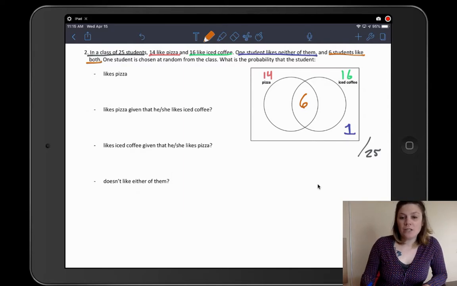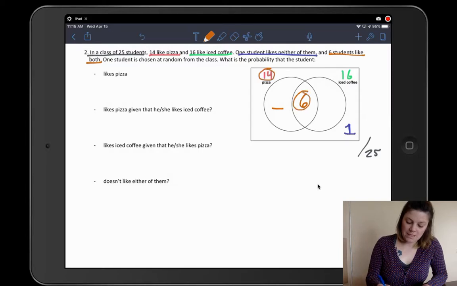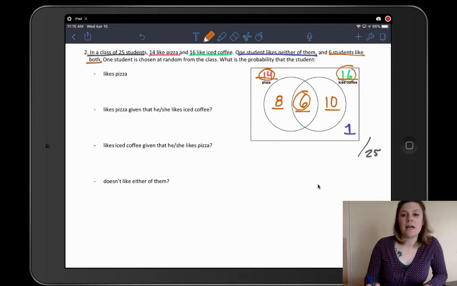Now, a question was, why or how do we know what this number is? Well, we would want to do the 14 minus the 6 to get an 8 there because these two need to add up to 14. And then similarly, we would do 16 minus 6 to get 10 here because 6 and 10 need to add up to 16 as well.